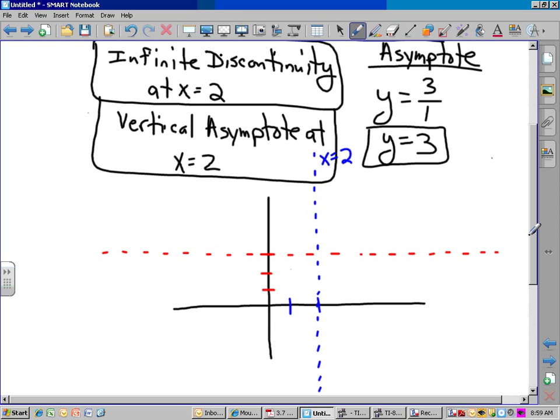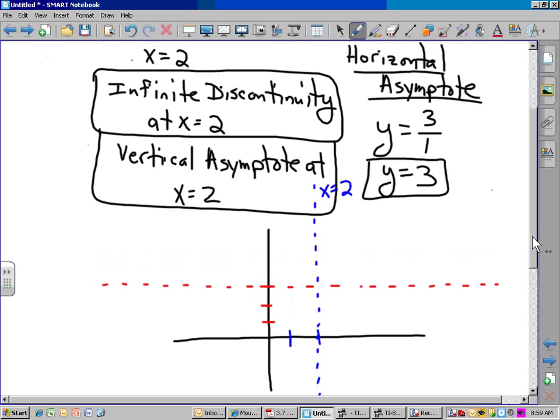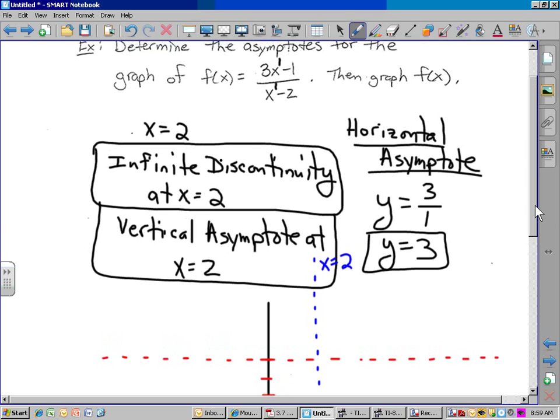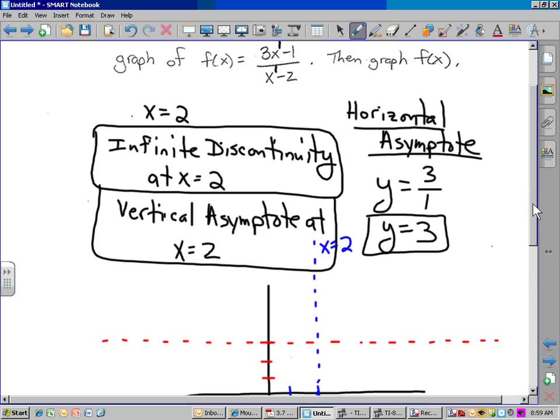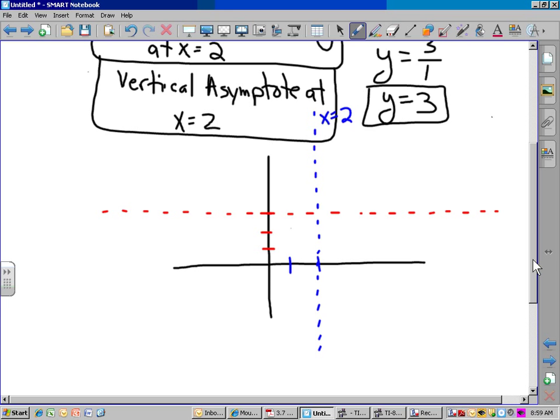So the easiest one to plug in would be x equals 0. If we plug 0 into the original, 3 times 0 is 0, so 0 minus 1, we have a negative 1 on top. We have 0 minus 2, negative 2, on the bottom, so negative 1 over negative 2 is a half. So (0, 1/2) is a point on the graph.